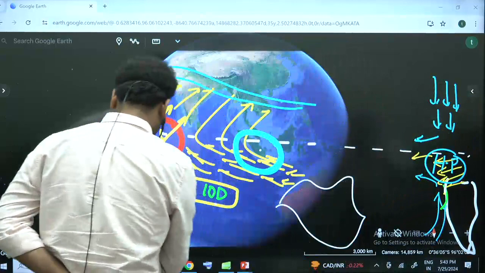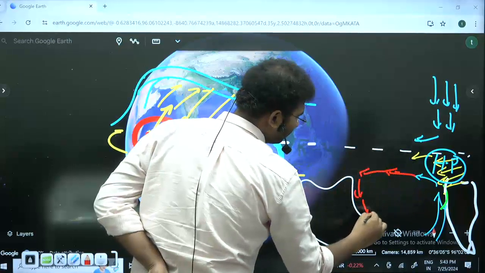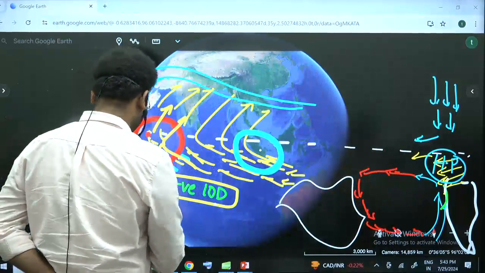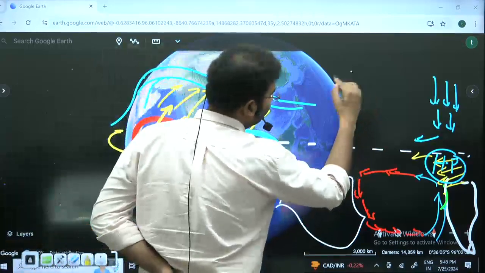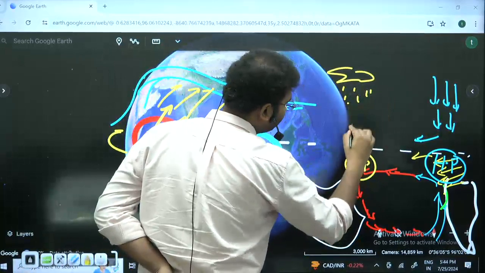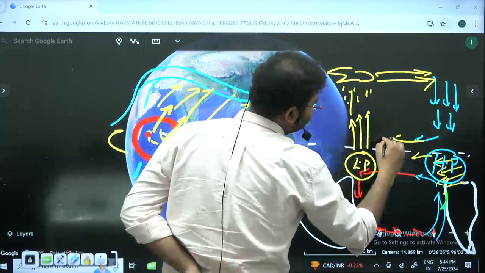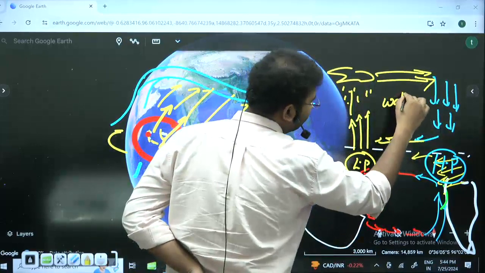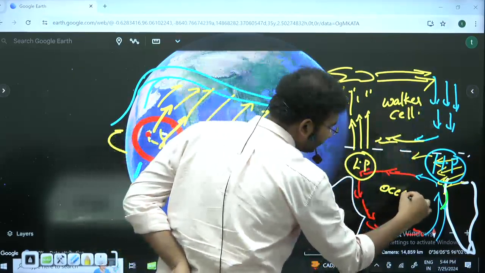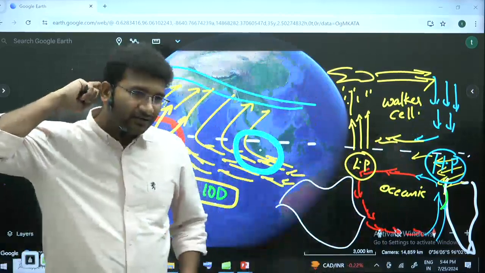Then the water is also warm. Right? So, do you have rainfall here? Here you have low pressure. This rises, and this is a new cell that is formed. So, can I call this the Walker cell? You will call this the Walker cell. And this is the oceanic cell, the oceanic gyre circulation. So, isn't this a normal year?